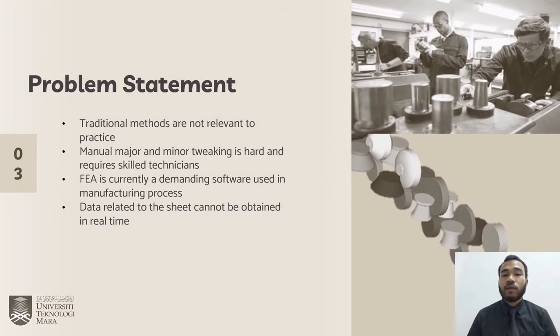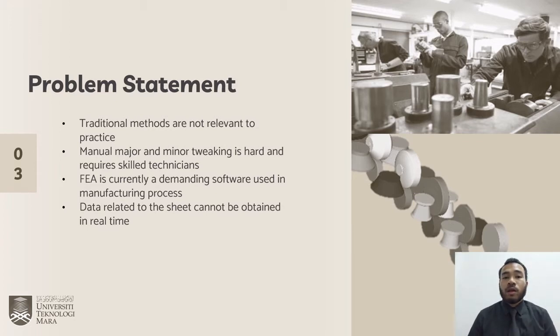In doing this study, the first thing is to identify the current problems that arise regarding the roll forming process. The first problem is that the traditional method that is still being used by some of the manufacturers is not that relevant anymore. Manual major and minor tweaking are a hard process and it requires skillful technicians. This can also increase the cost and the time taken for the tweaking and fine-tuning process. With the increasing demand in FEA on roll forming process, it is one of the factors that contribute into the idea of doing this study.